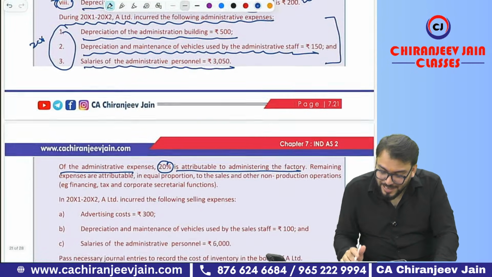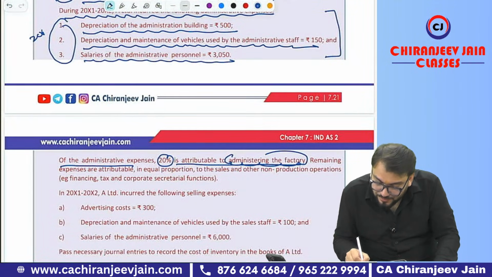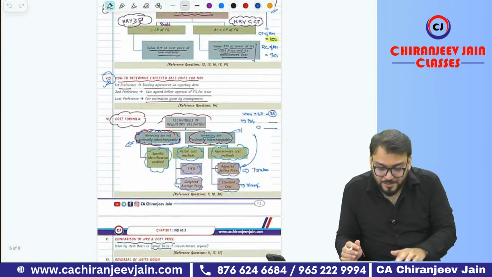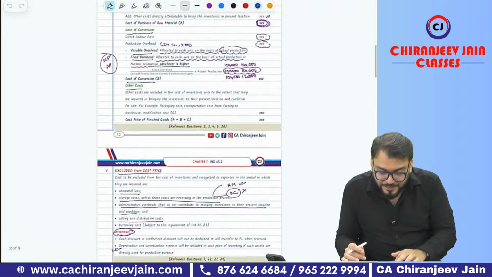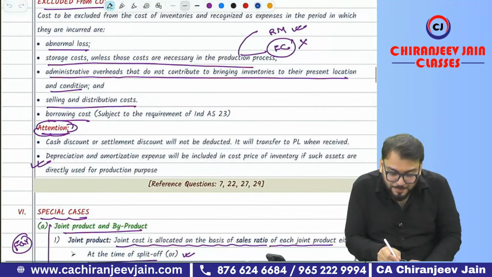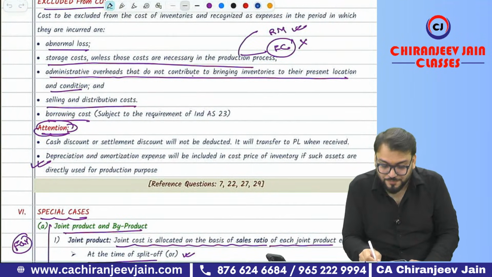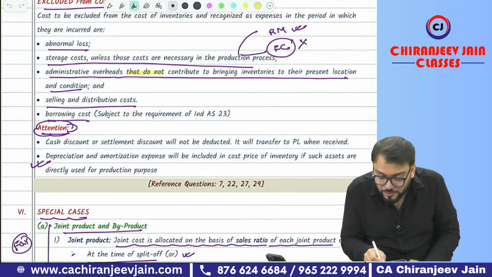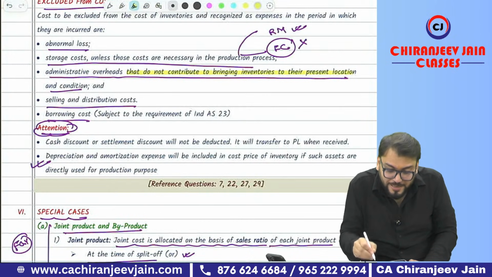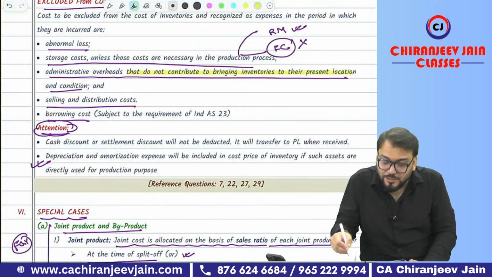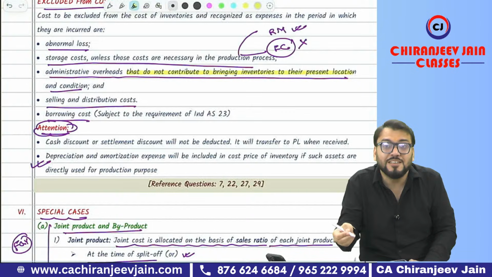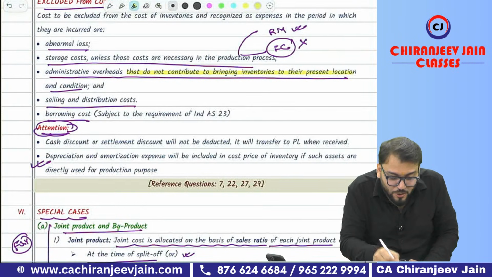Very good. Now you have understood that anything related to administrating the factory will be added. So 20% will be added. And if you remember, in the last class, I said one point. What was the point? What is not included in the cost price of inventory: administrative overheads that do not contribute to bringing inventory to their present location. It means if there are some administrative overheads which contribute to bringing inventory to their present location, they can be added to the cost price of inventory. Therefore 20% of administrating the factory will be added to the cost price of inventory.